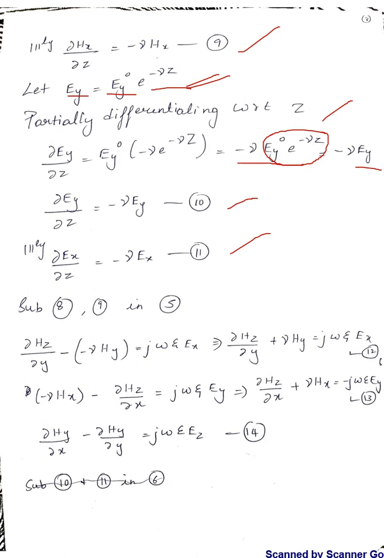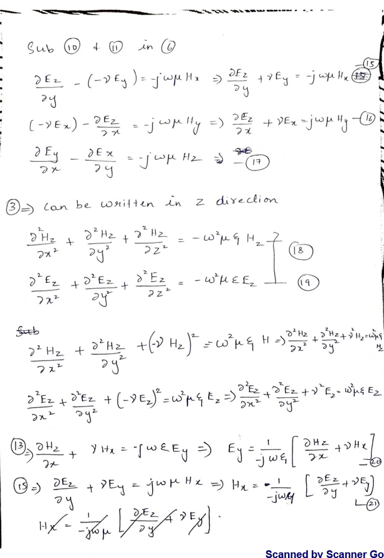Now I have got these 8, 9, 10 and 11. If I substitute the 8th and 9th equation in the 5th equation, I'll be getting these 3 equations. Just the substitution I have done here. Now similarly, I'm going to substitute 10 and 11 in the 6th equation. So I'll be getting these 3 equations. That's the substitution of the 10th and 11th equation in the 6th equation.